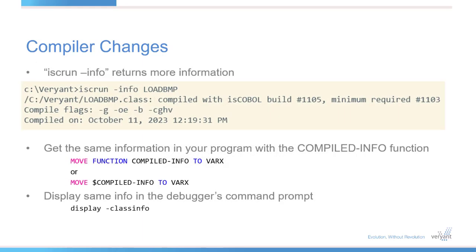Now, as always, you can get information about a class, including the compile switches used, by running isCOBOL-info. In 2023 R2, we've added information in a compiled on area with the compile date and time. You can get the same information programmatically with a new function, compile-info. There's some code there on the screen for it. And you can see this information while you're debugging with the new -class_info parameter of the display command. So you would type display space -class_info in the command prompt area of the debugger.